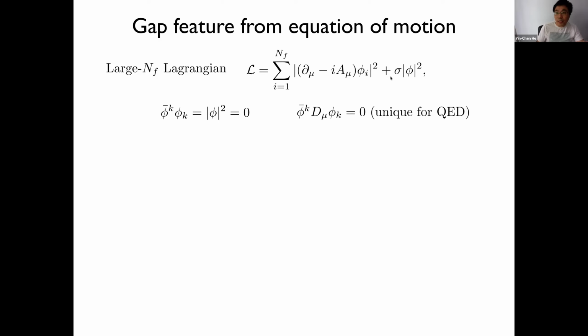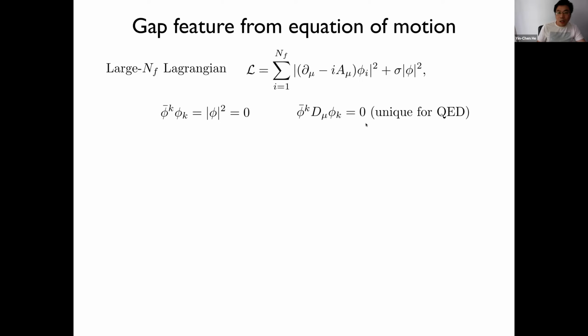Of course, you still get a sigma square and a Maxwell term, but they are irrelevant, so you can drop it in the IR in the larger NF limit. So now you can simply write down the equation of motion of this Lagrangian. For example, you can get, say, phi squared equals 0. And this equation of motion is actually known in the context of Wilson-Fisher.